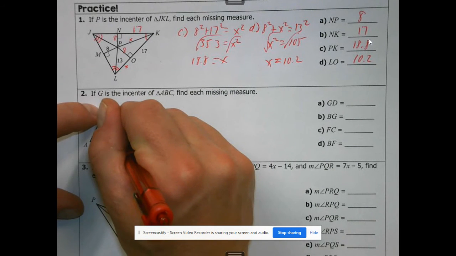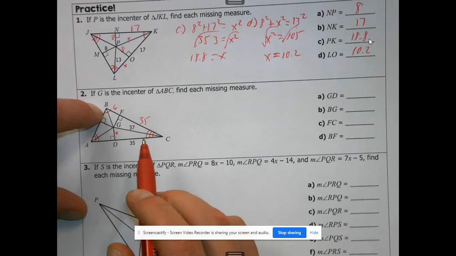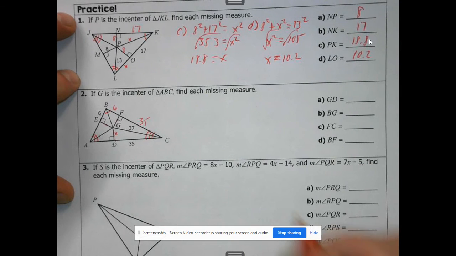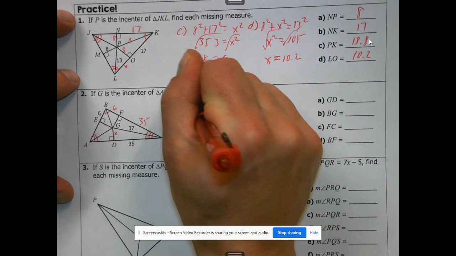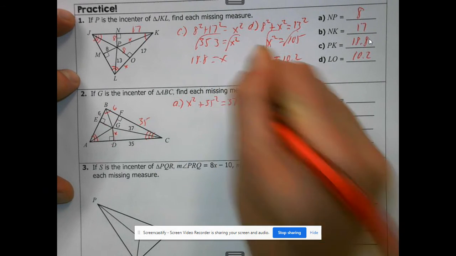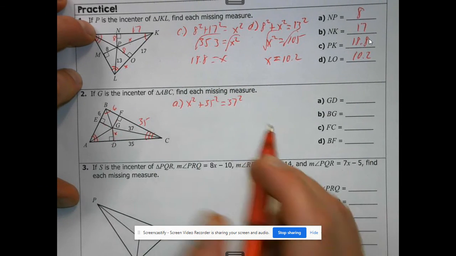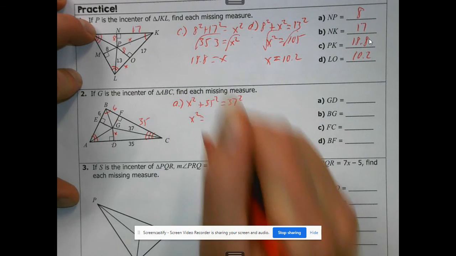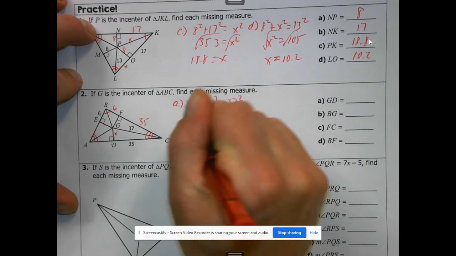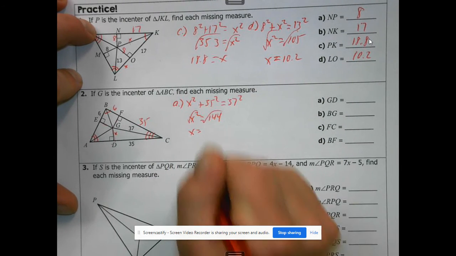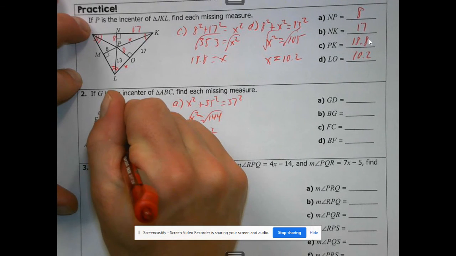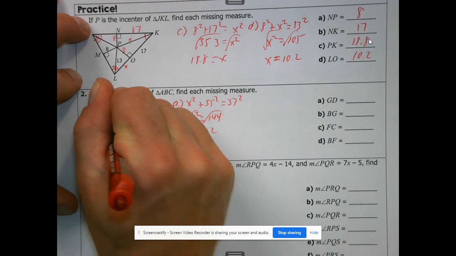So we'll just call this guy X, right? A squared plus B squared equals C squared. So for letter A, X squared plus 35 squared equals 37 squared. First step, subtract 35 squared over. That comes out to be 144. That comes out nice. When you square root 144, it comes out to be 12. So all of these center pieces are going to be 12. 12, 12, 12.